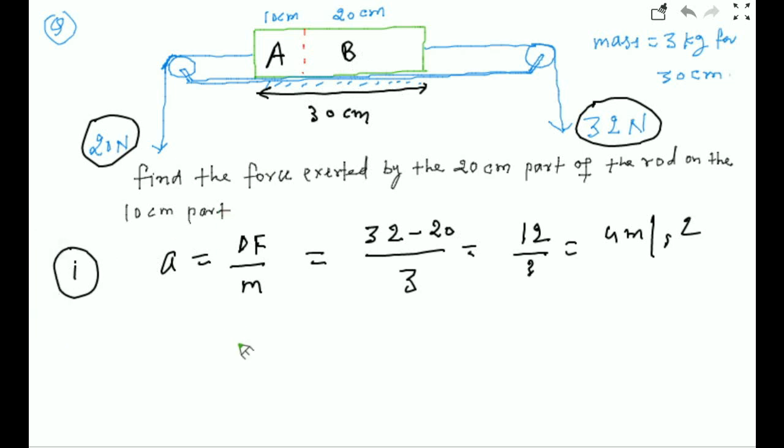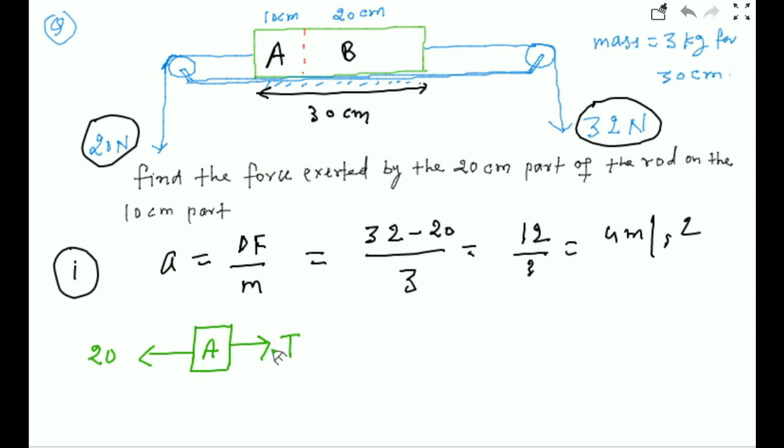Okay, let's draw the free body diagram here. Suppose that this is the A. What you have to find is the force exerted by the 20 centimeter part of the rod on the 10 centimeter part. First you have to think about why A is moving, because A is not directly attached to the 32 Newton. B part is directly attached to the external force. So A is moving because B is applying force on A. I am just writing that here as T. So T is acting in the right direction and here 20 Newton is acting in the left direction.